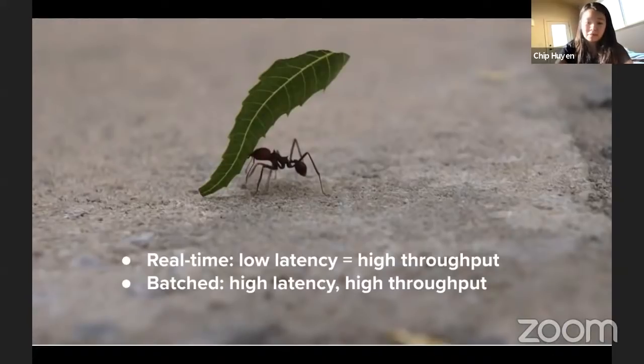Because 10 leaves are now heavier, it takes longer for the ant to carry them, which means higher latency. Instead of 10 seconds to carry one leaf, it now takes like a minute to carry 10 leaves. But because it can carry more leaves over an hour, high latency is actually equivalent to high throughput. I'm not sure if that makes sense.